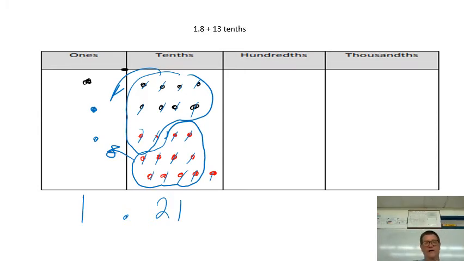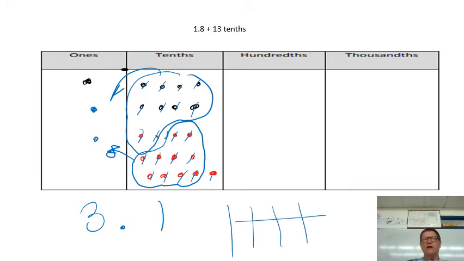So in all actuality, we end up with 3 wholes, 1 tenth. Now let's see what happens if we were to line this up in our place value chart, and do this with a standard algorithm.